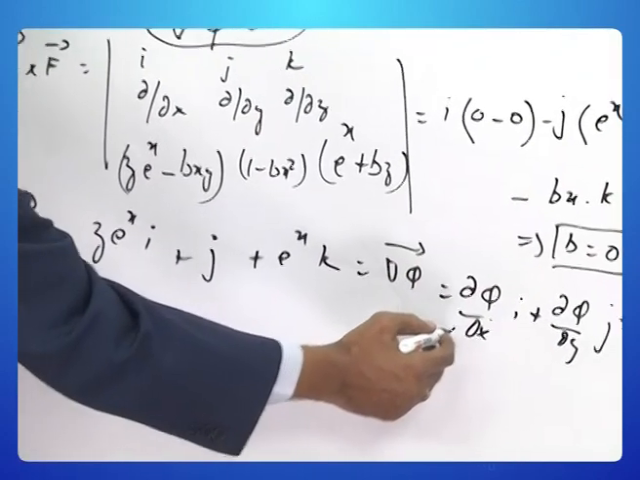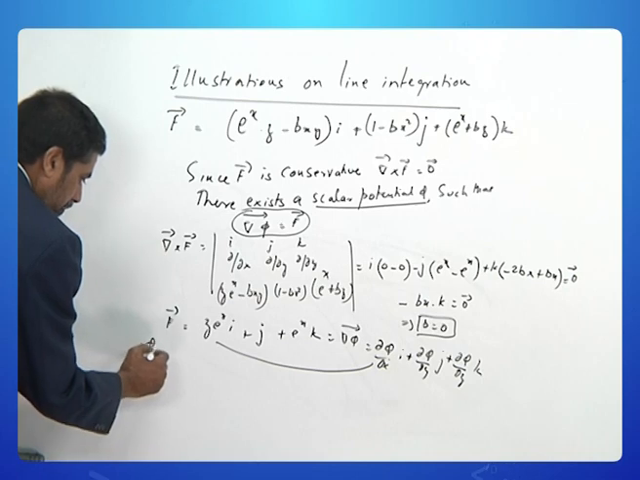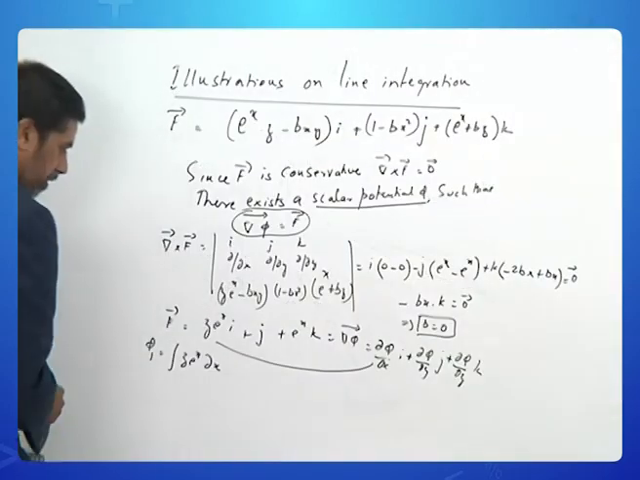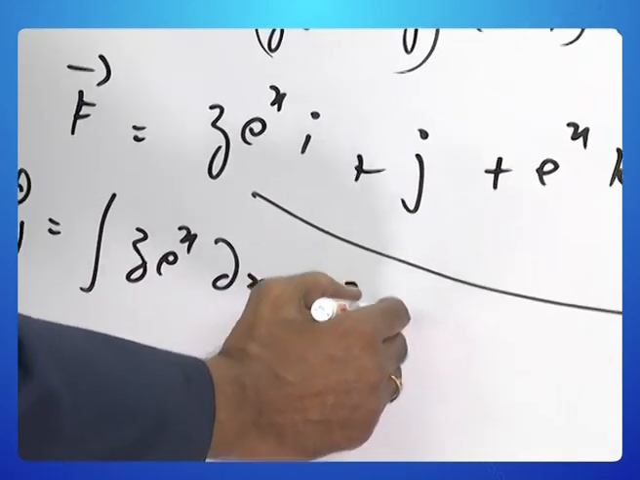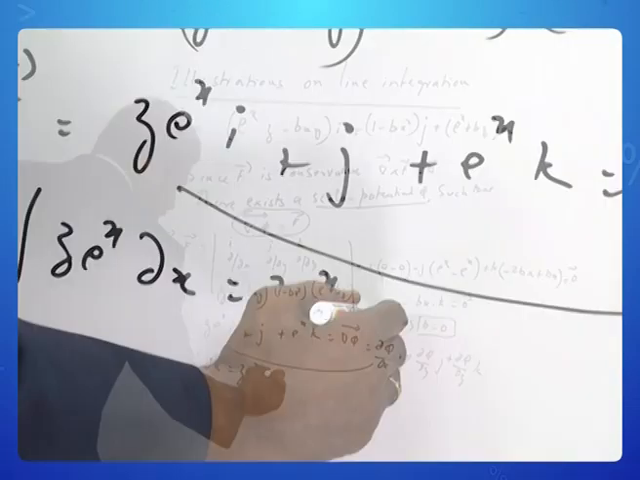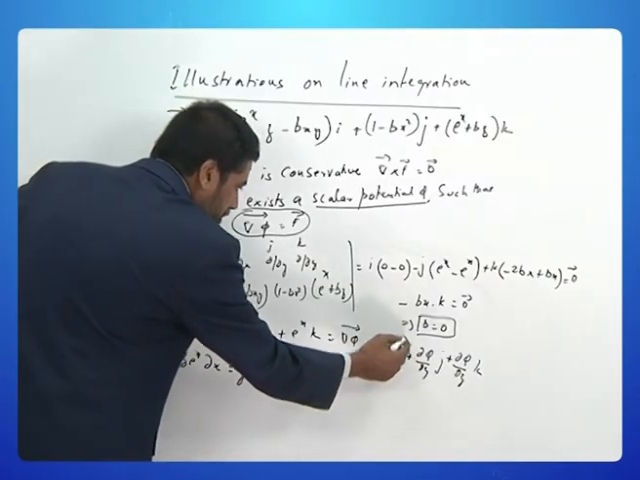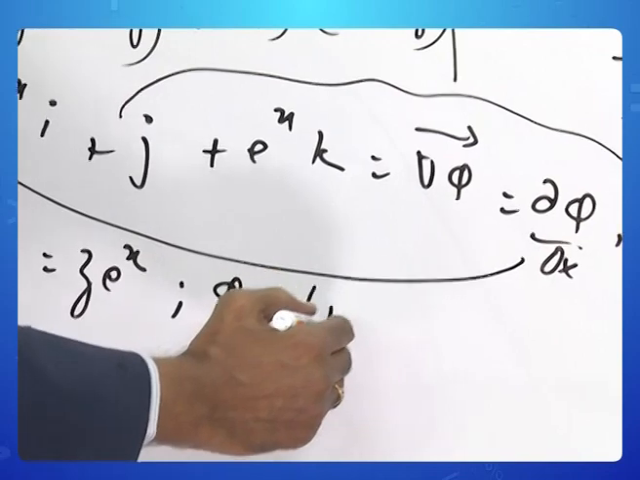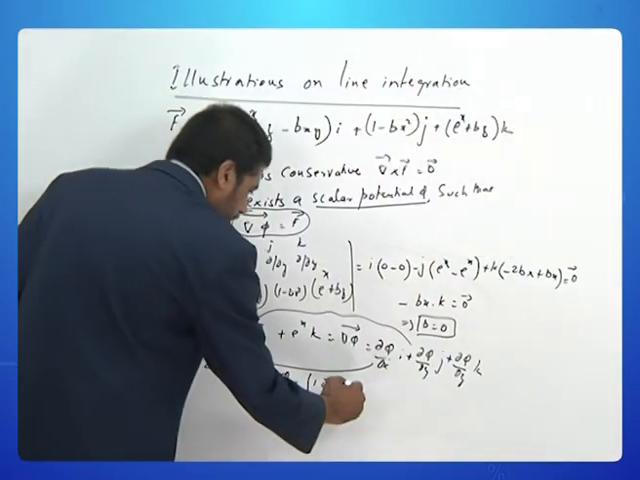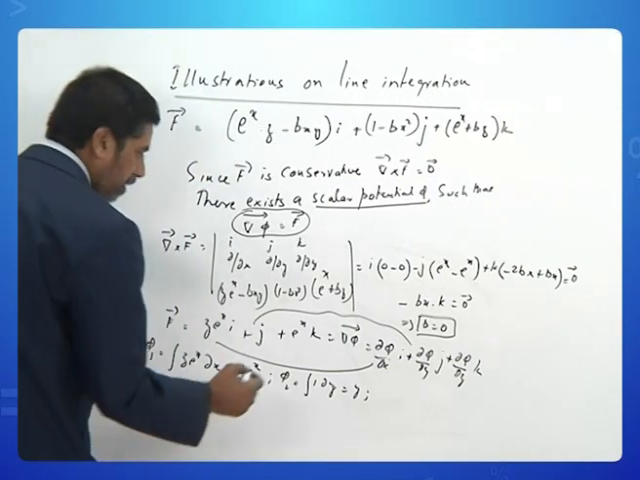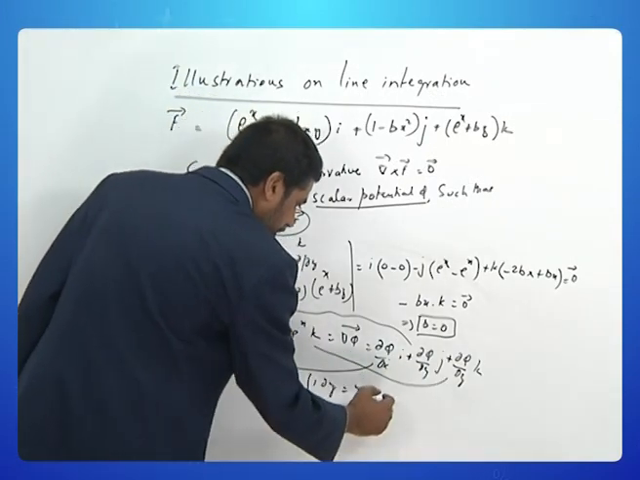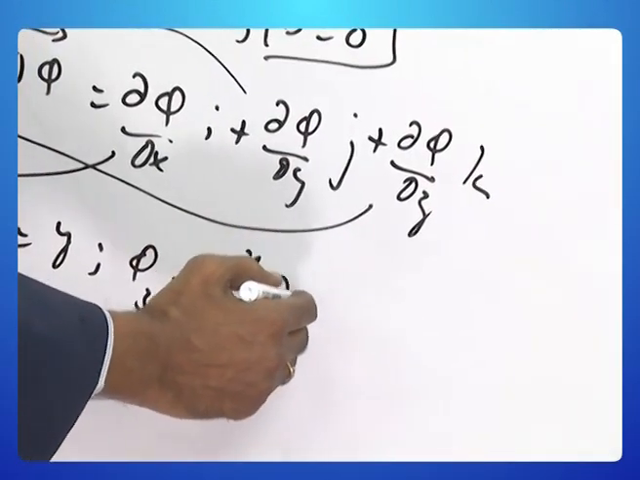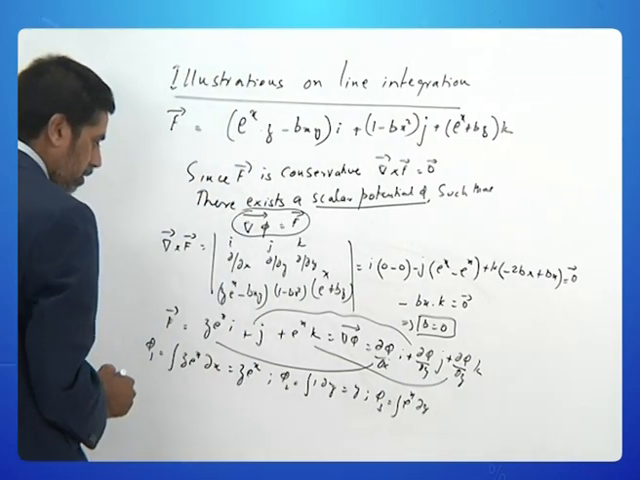So if you take this part, phi 1 will be the integral of z e^x partially with respect to x. So this would be nothing but z e^x. Then if you take the second components, phi 2 would be the integral of 1 dou y. So this would be nothing but y. Finally, if you take this part, phi is equal to the integral of e^x dou z. This will be nothing but z e^x.